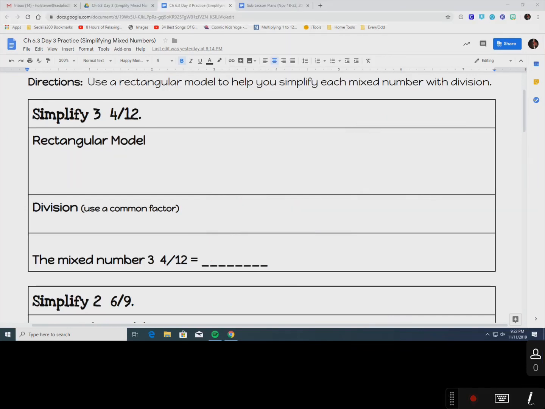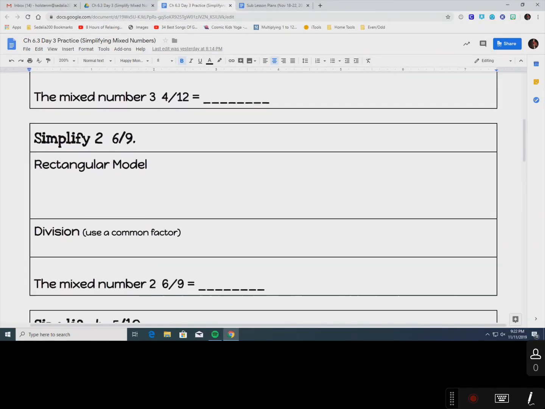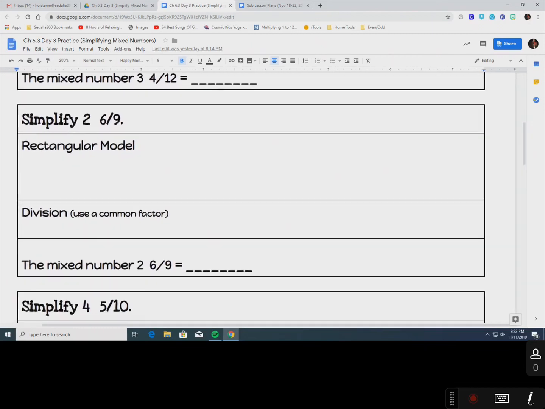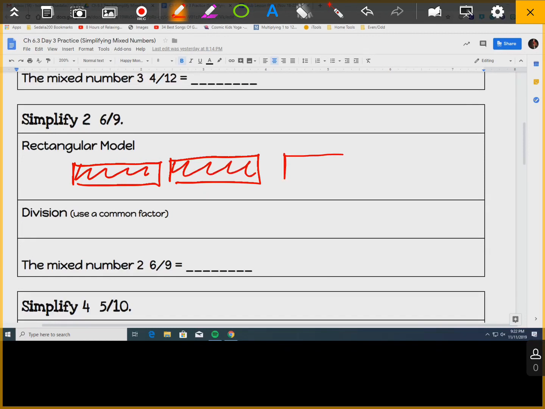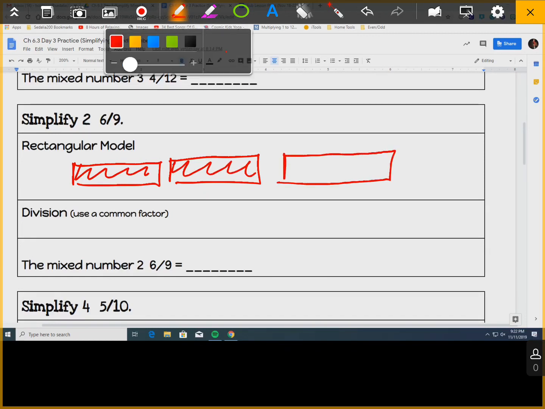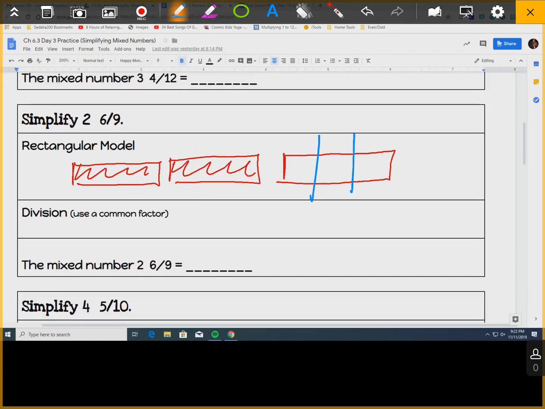Let's look at the second problem. Simplify 2 and 6/9. First, I'm going to draw my 2 wholes. And then I'm really going to focus on the fraction part, 6/9. For me, to make ninths, I'm going to cut my whole into thirds, and then I'm going to do 3 times in each piece. Then I'm going to color in 6 out of those 9 pieces.